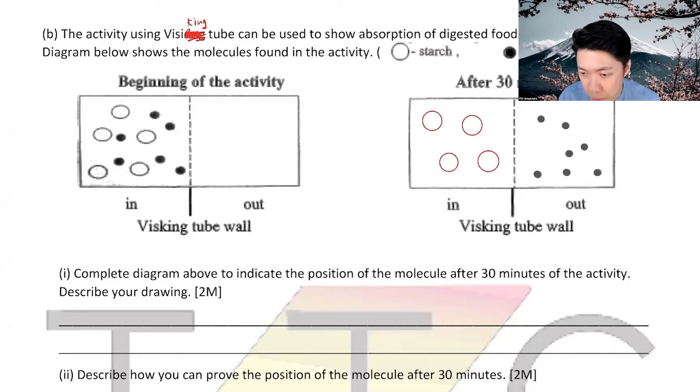So we will say, only food molecules that are small enough can diffuse through the wall of the whisking tube. Everybody take a look at your chat box. Only food molecules that are small enough. My keyword here is small enough. If you're small enough, then you can go through.